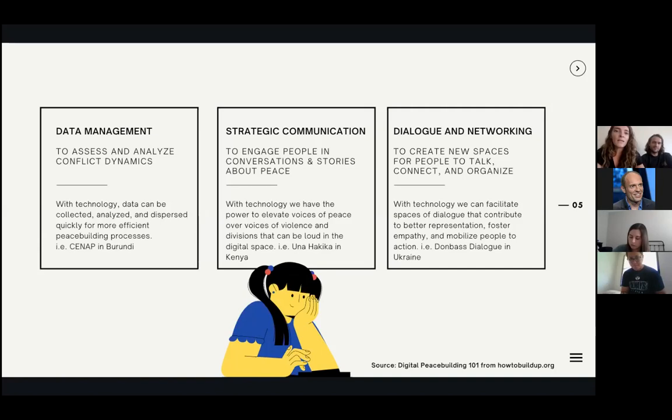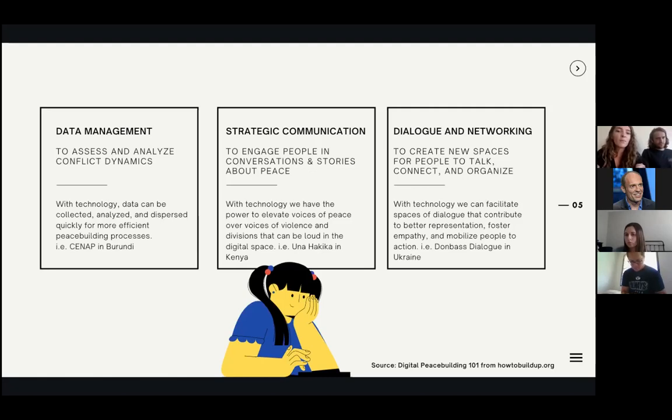And then the next way that technology can be used for peace is through strategic communication. It works to engage people in conversations and stories about peace. With technology today, we have the power to elevate voices of peace over voices of violence. Especially in spaces online where voices of violence and division can be quite loud. And it also, like with technology, people's voices that wouldn't normally perhaps be heard in physical space or in real time can be heard and accessed through technology.